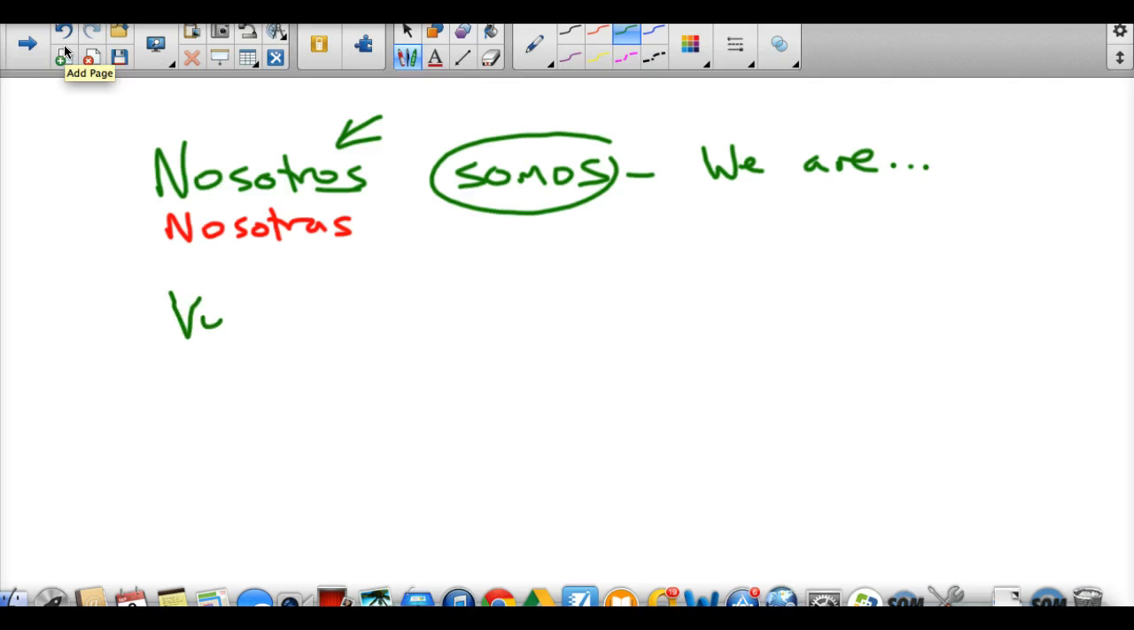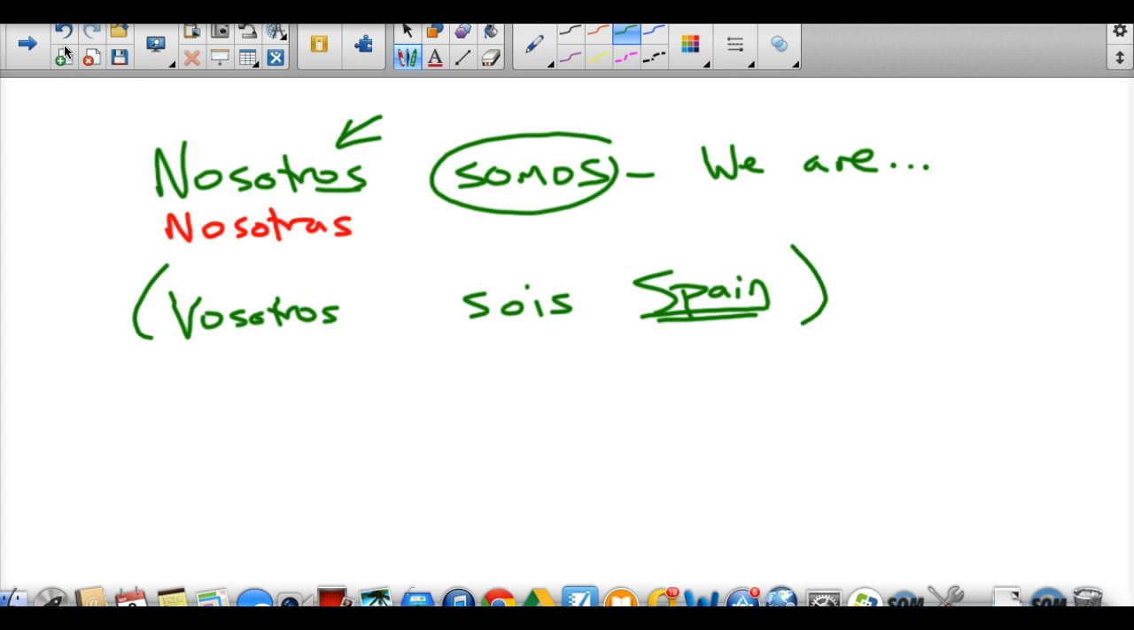The vosotros form means you all. The conjugation is sois, and I talked to you guys about how this is really only used in Spain. I'm not all that concerned about it. You won't hear me use it too often. It's one of those things that I'll put in parentheses. If you want to use it, you can. It's not something you necessarily need to know unless you plan to go to Spain.